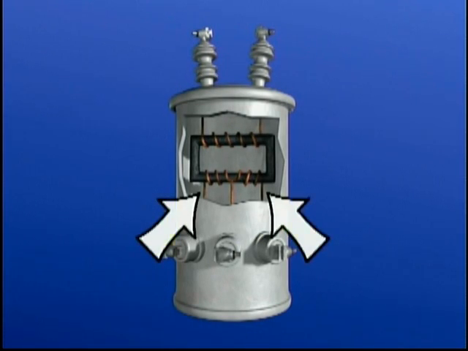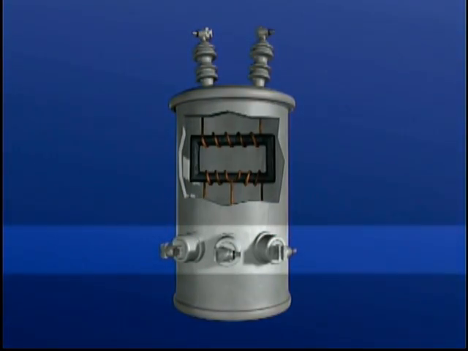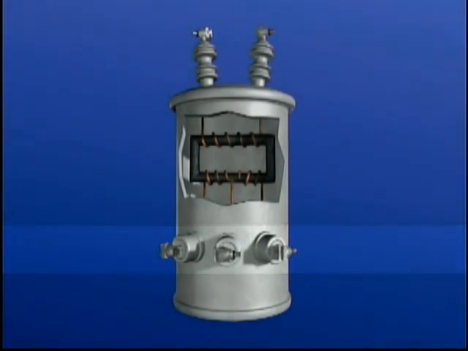The secondary winding of the transformer is rated and insulated for a specific secondary voltage. When energized, the secondary winding supplies voltage to a secondary load. Connections between the winding and the load are made through insulated secondary bushings.